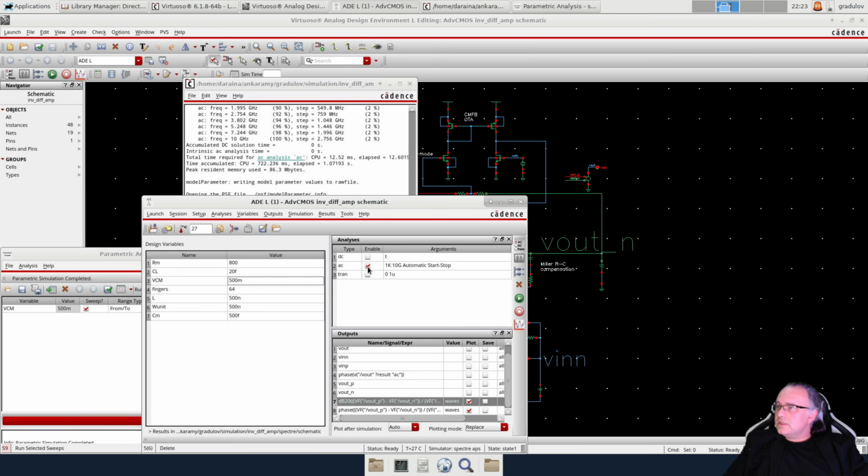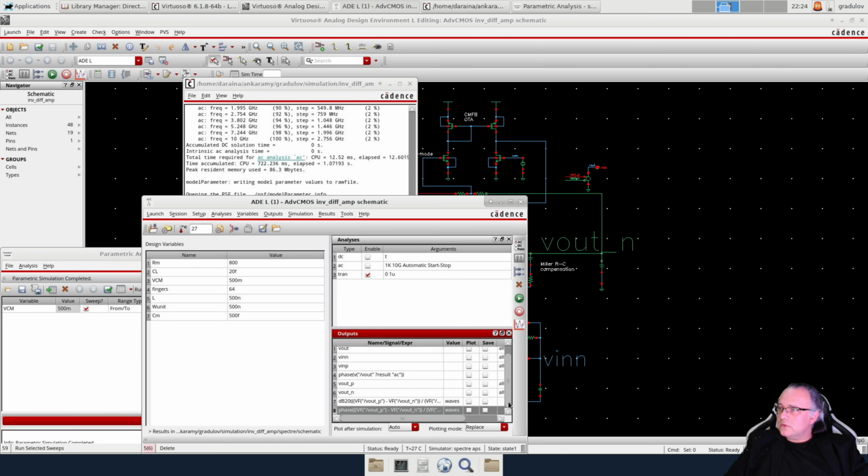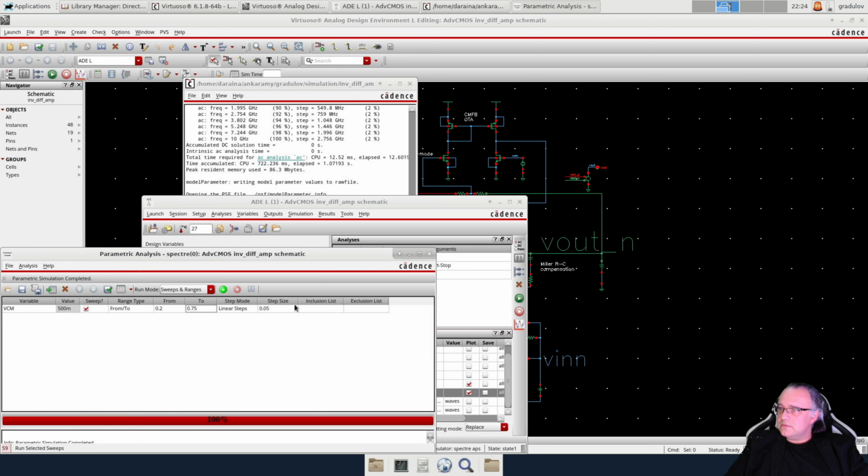And then I'll run transient. You always have to validate your design with transient simulation. Now I'll plot separately the output and the input voltage. So let's run this simulation.